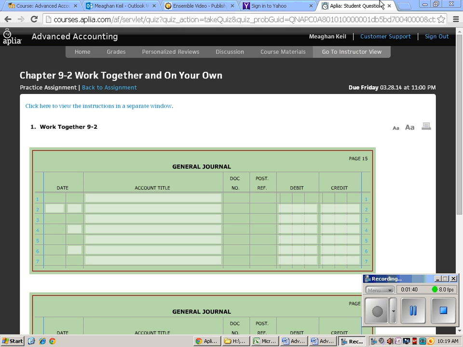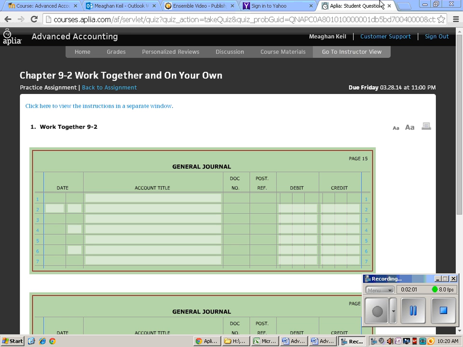Neither is right or wrong. I mean, they're both acceptable. You just got to make sure you do it consistently both ways. If you initially record it as an expense, you then will have to do what's called a reversing entry. Okay? You don't have to do that if you initially record it as an asset, though, just so you know.